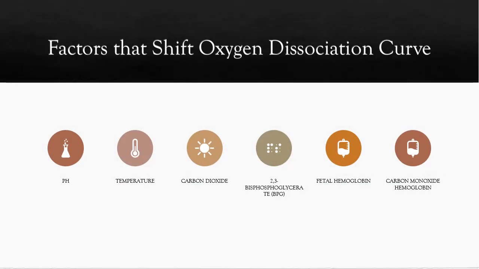Factors that shift the oxygen dissociation curve can shift it either to the left or the right. Changes in pH, changes in temperature, carbon dioxide, 2,3-biphosphoglycerate, or BPG. Back in the day, it was called 2,3-diphosphoglycerate, or DPG, and you'll see it both ways in reading materials. Also the presence of fetal hemoglobin, and carbon monoxide hemoglobin.